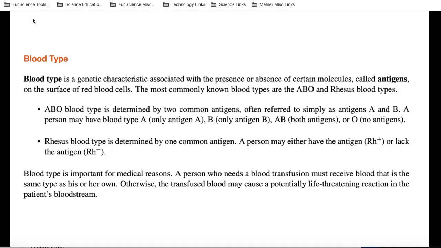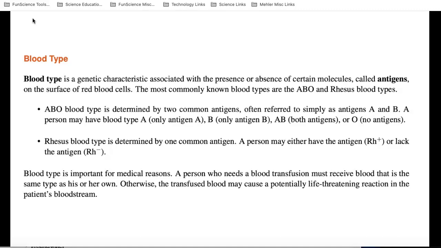ABO is determined by two common antigens, often just referred to as antigens A and B. A person may have just one type, A or B, or both, or no antigens. If you have no antigens, your blood is very useful in transfusion. Rhesus is determined by one common antigen, and you're either Rh positive or Rh negative.